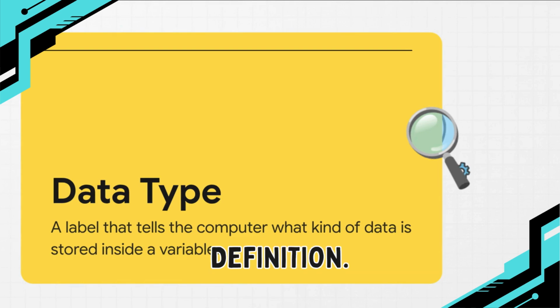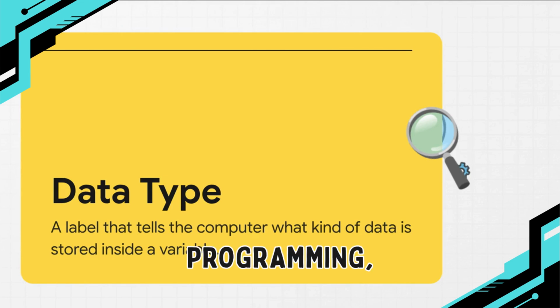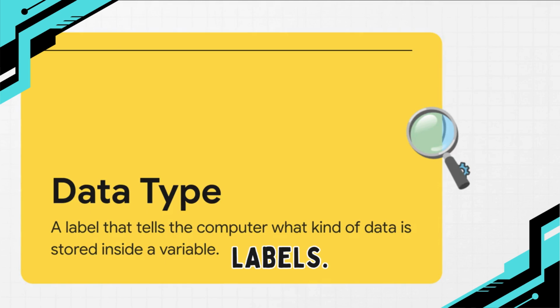And that brings us to our core definition. A data type is simply a label that tells the computer what kind of data is stored inside a variable. You can think of a variable as a container. Imagine you're moving into a new house. You've got dozens of cardboard boxes. One has books, another has your winter clothes, and another is just full of your fragile glassware. Well, if you don't label those boxes, the movers have no idea how to handle them, right? They might toss the glassware or stick your winter coats in the kitchen pantry. Every single box needs a specific label so you know what's inside and how to handle it safely. In programming, data types are exactly those labels.